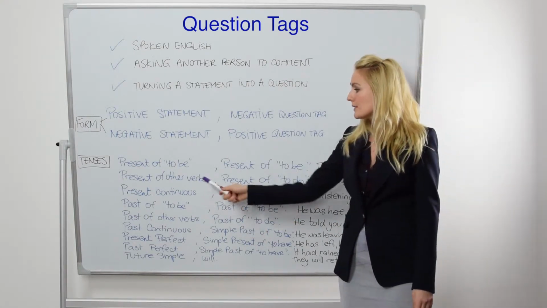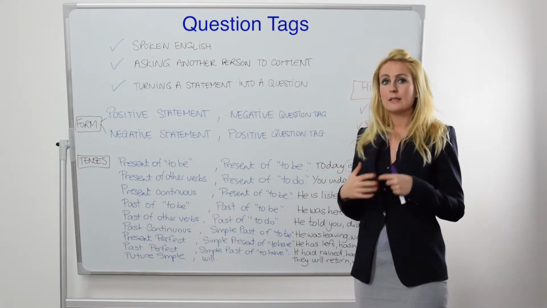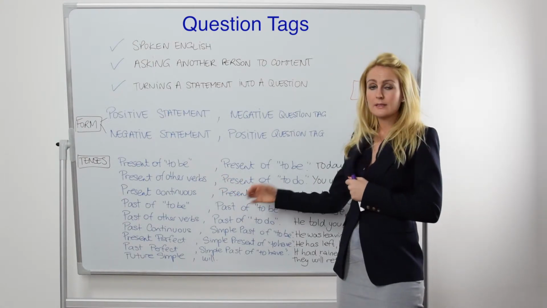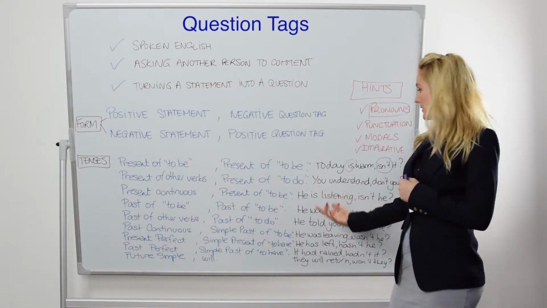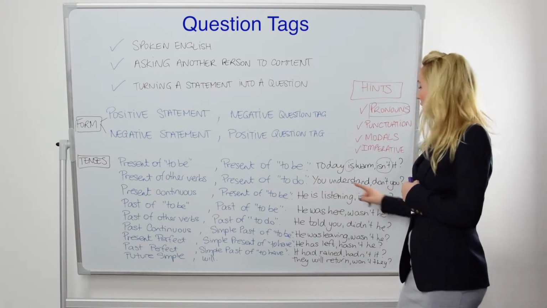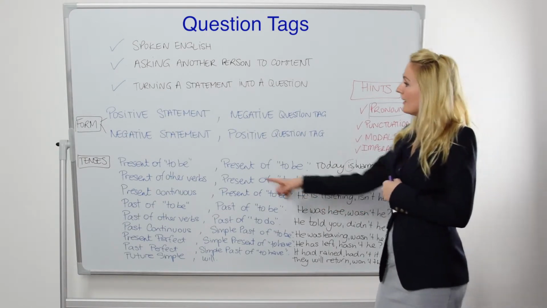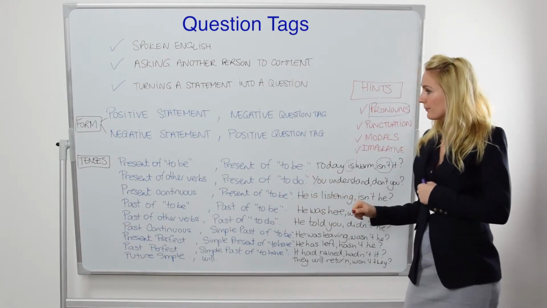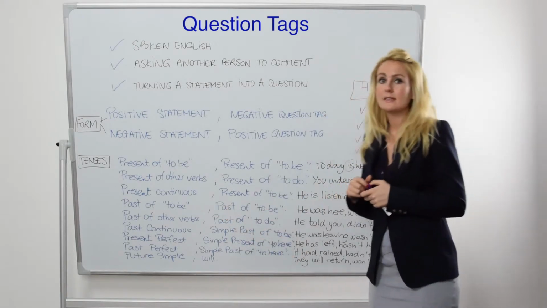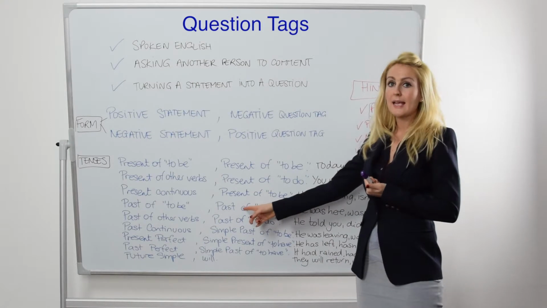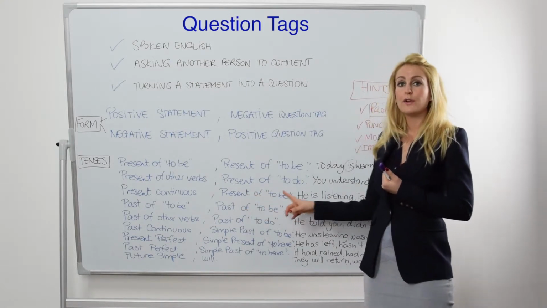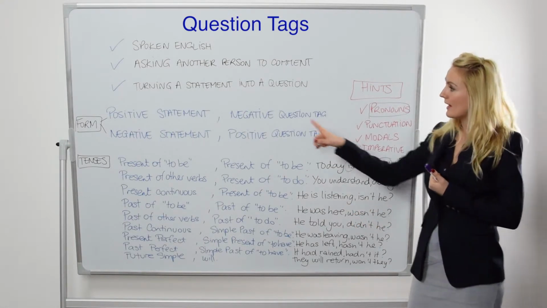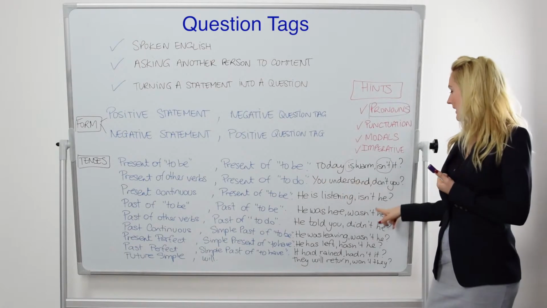Number two, present of other verbs. So if we have in our statement a simple present of any other verb other than the auxiliary to be, we will use the simple present of to do. For example, you understand, don't you? And if I had negative, I would say, you don't understand, do you? Positive. Third tense, the present continuous. So if I have the present continuous, in my tag I have to use the present of to be. For example, he is listening, isn't he? If I have a negative statement, it isn't raining, is it?